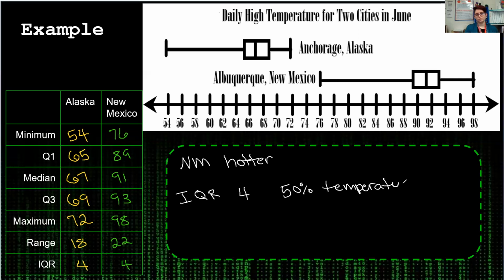stayed in a range of 4 degrees. That degree sign got a little giant on us.